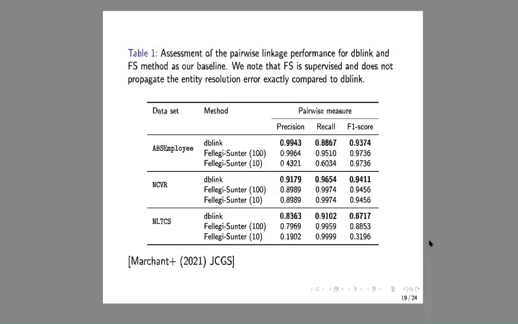I showed this in the first tutorial regarding the pairwise recall, precision, and F1 scores. Here I'm just showing the first 3 data sets, but we have them for all of the other 2 data sets. Again, we compared to Fulgi Center under low amounts of training data. One thing to note is Fulgi Center is supervised and doesn't propagate the uncertainty error compared to Deep Link.